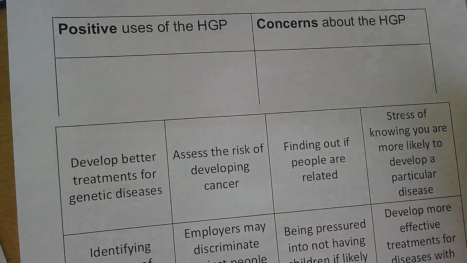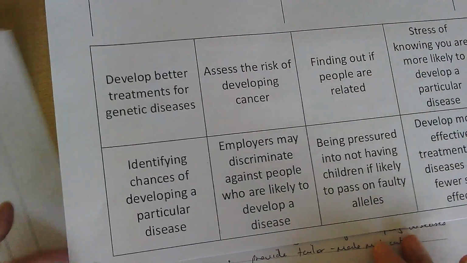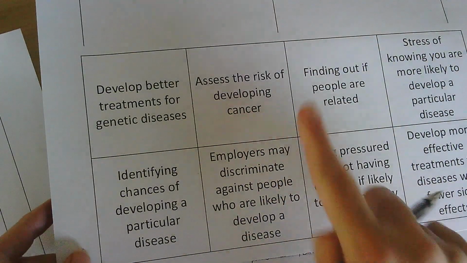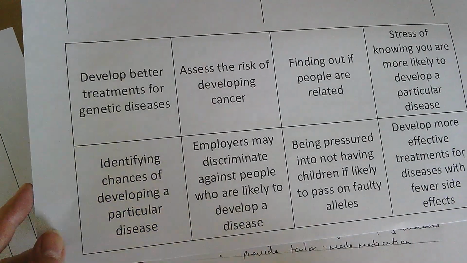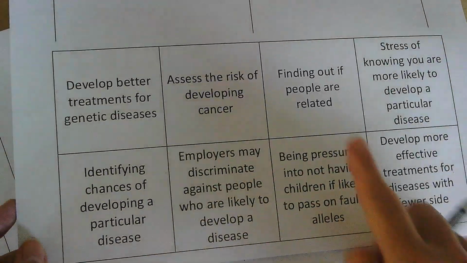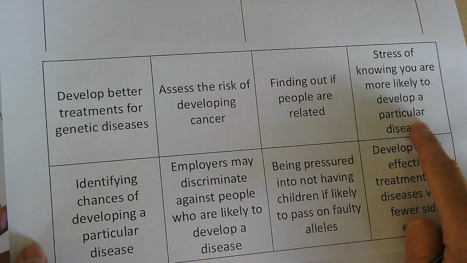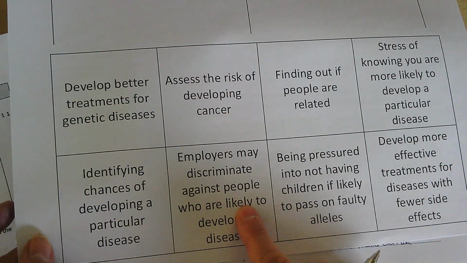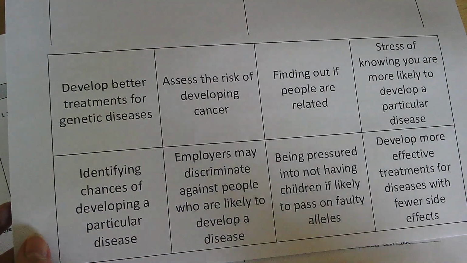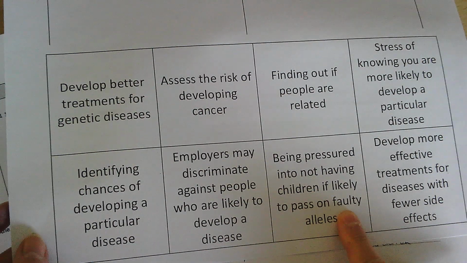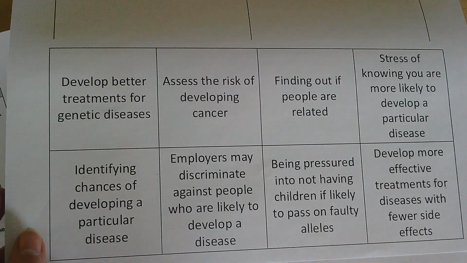So just some uses of the Human Genome Project. We've got better treatment for genetic diseases, can assess the risk of developing cancer, identify chances of developing a particular disease, finding out if you are related. However, there are downsides: the stress of knowing that you might develop a particular genetic disorder, discrimination in the workplace if you are ill from a genetic disorder, and being pressured into not having children if you're likely to pass on a faulty allele. Hope that helps. So that's the Human Genome Project.